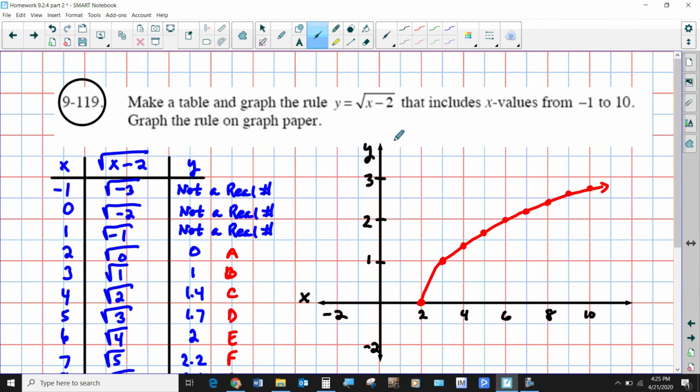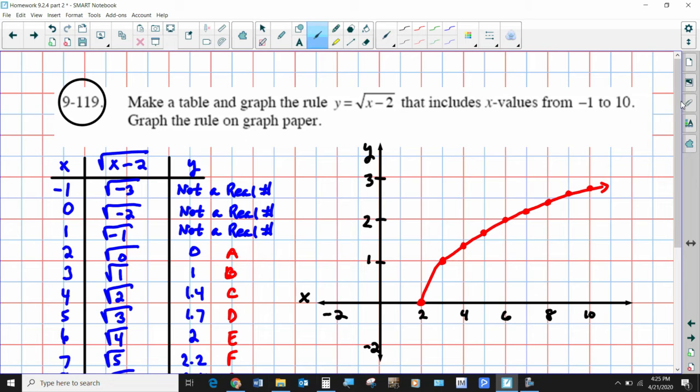Here we go. Here's a different kind of a nonlinear graph. It's a square root function. It says make a table and graph the rule y is equal to square root of x minus 2 that includes x values all the way from -1 to +10.